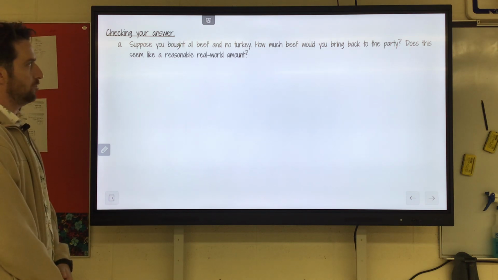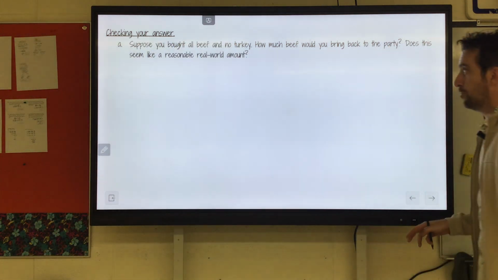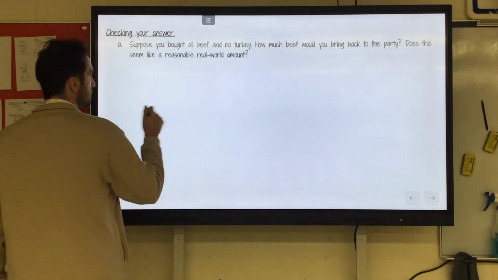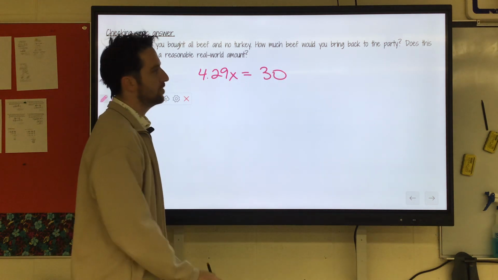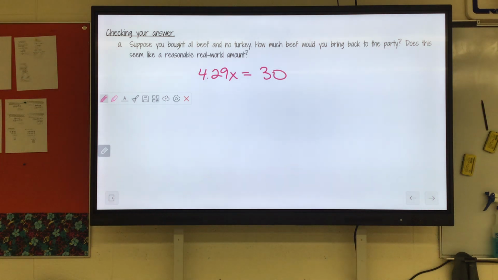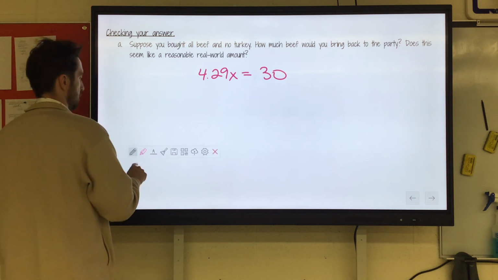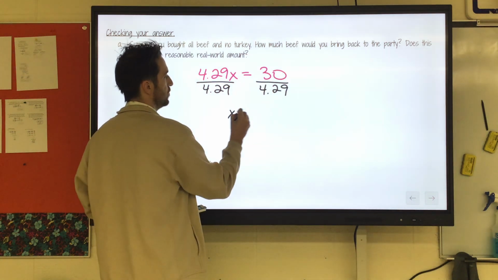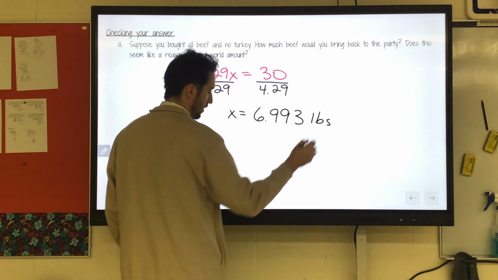Suppose you bought all beef and no turkey. How much beef would you bring back to the party? Does this seem like a reasonable real-world response? I already forgot how much the beef was. I think that was the 4.29. Yeah, beef's 4.29. So we could say 4.29x equals $30. Let me grab my calculator, because that's $4.29 times x. So if we're trying to cancel that out, we're going to divide by $4.29. Divided by 4.29, divided by 4.29. And it comes out to 6.993 pounds. And it goes beyond the 3.